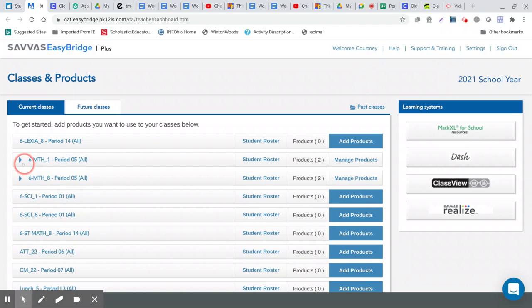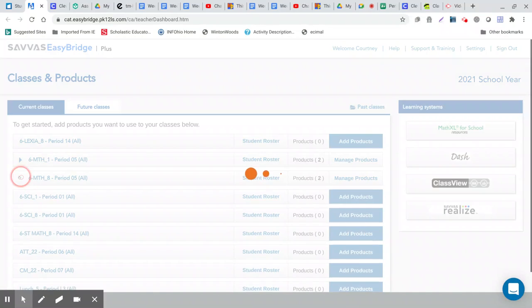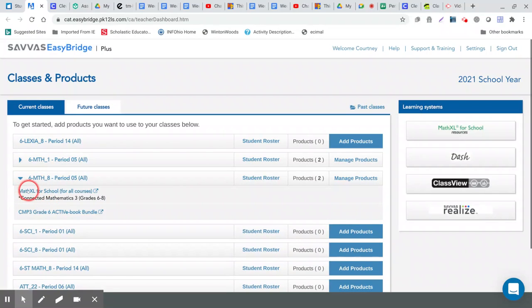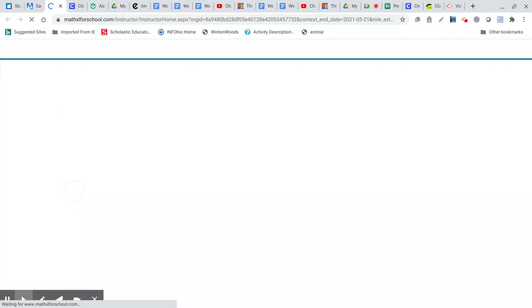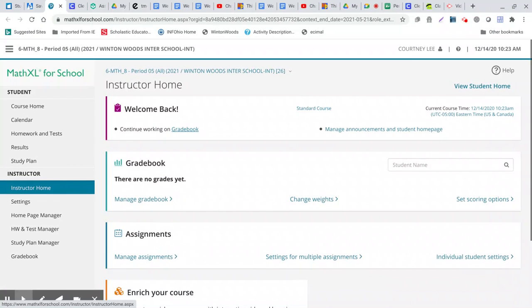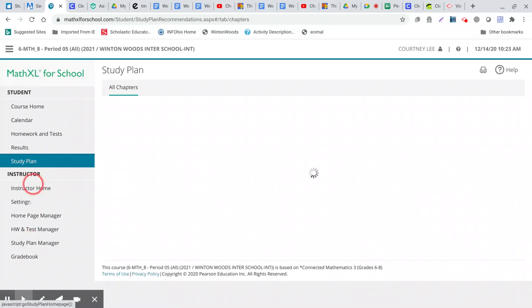But what you would do to get to your study plan is you would click on your class. This is Mr. Seymour's class. This is Mrs. Lee's class. You will click where it says MathXL for School for all courses. All right, the last option says study plan. You won't have the instructor options, obviously, because you're a student. So the last option says study plan. You would click on that.